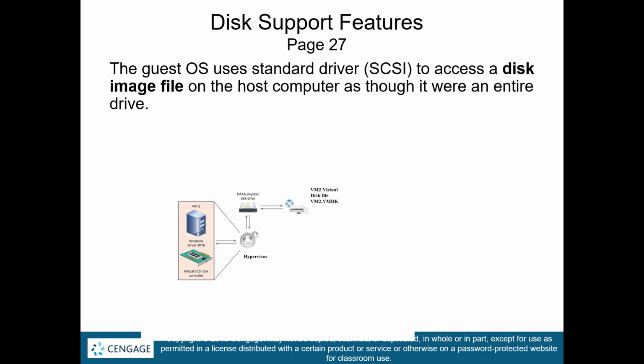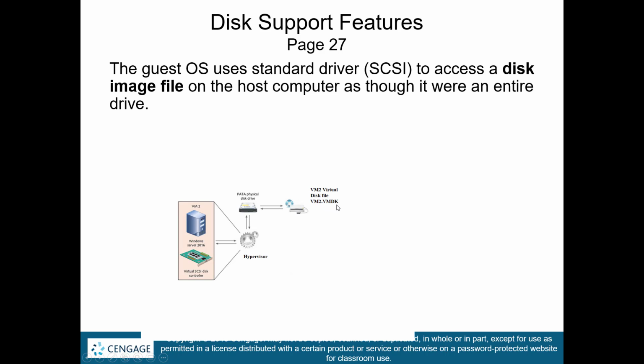Storage support features on page 27 play a very important role in how your virtual machine accesses data. In this example, we have a guest OS running Windows Server 2016, and the guest OS is using a driver for a SCSI connection. But as the guest makes requests of the hard drive, it goes through the hypervisor. Now the hypervisor is actually configured to use the host's drive. In this case it's a PATA drive, and on that PATA drive there's a file which is the virtual disk drive.